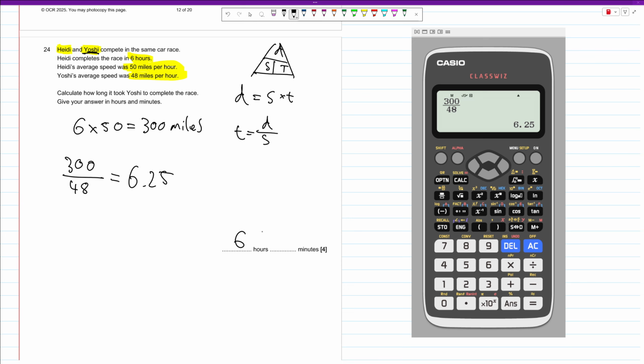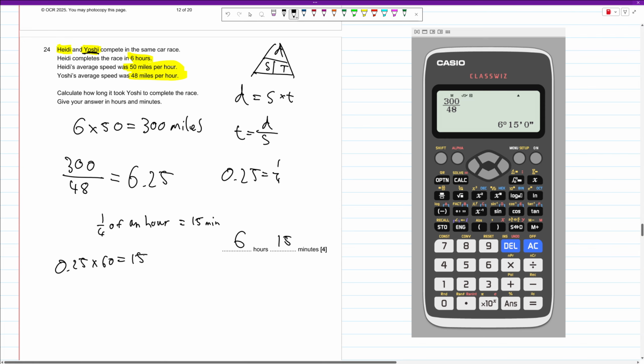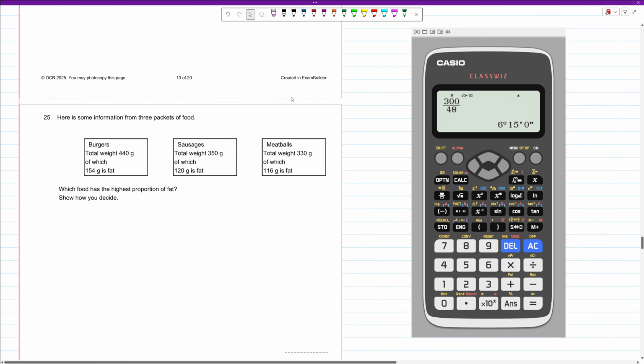So 6 hours, and now we want to know what is 0.25 of an hour. I've got a special button on my calculator for this. I press this button and it tells me that that's 15 minutes. You can also recognize that 0.25 is a quarter, and a quarter of an hour is 15 minutes. Or you can do 0.25 times by 60 minutes to give you 15. Take your choice. Whichever one works for you. I like just using my calculator and pushing a button.